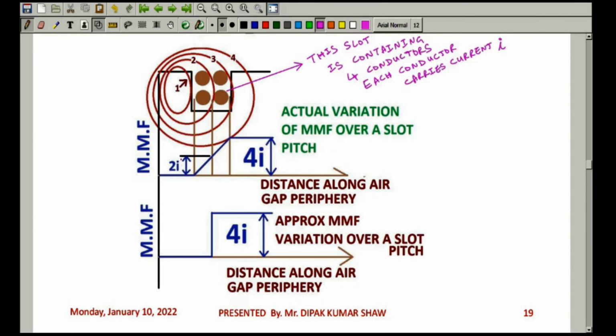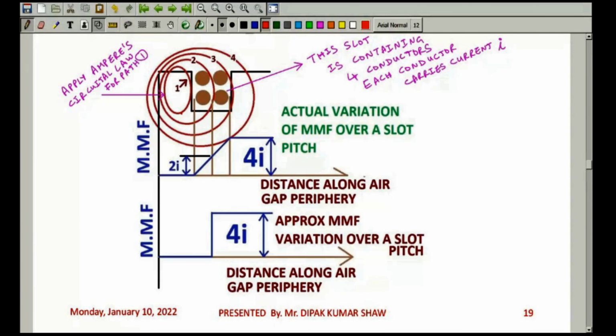Now this is path number 1, 2, 3, you can see it is written here. So apply Ampere's circuital law for path number 1. What is the net current enclosed? Net current enclosed is 0 for path 1.